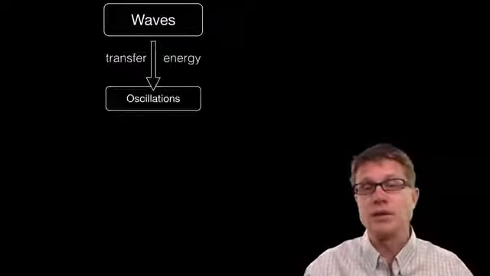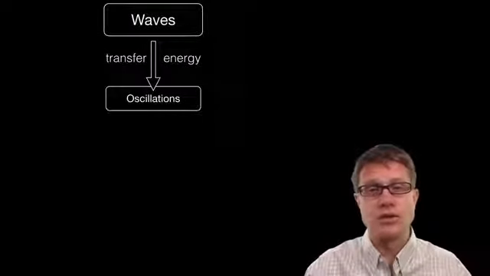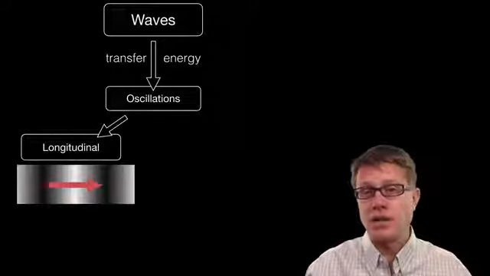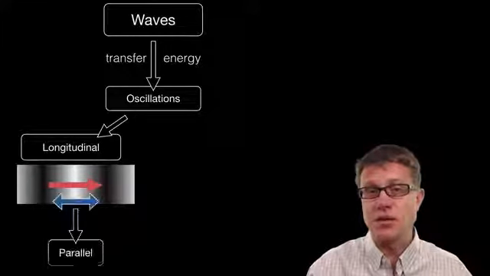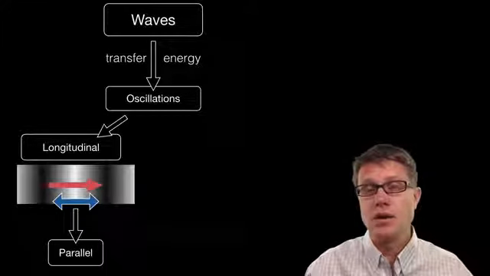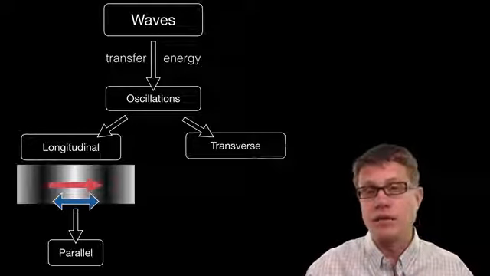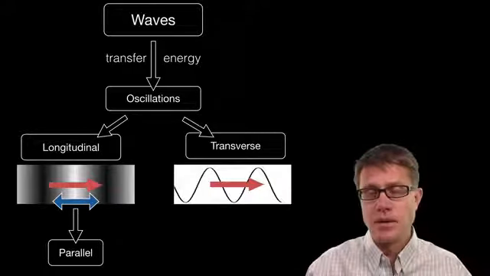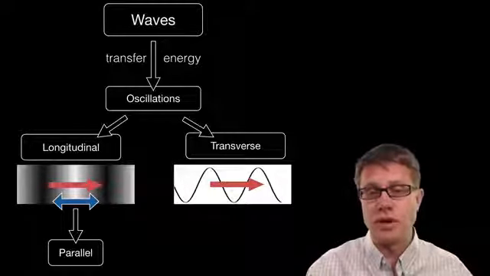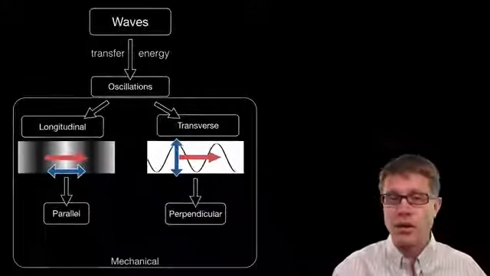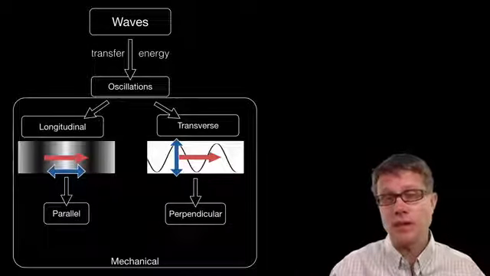And so waves are simply ways to transfer energy through disturbances or through oscillations. And they come in two forms. We have longitudinal waves. That's where the oscillation is in the same direction or parallel to the propagation or the movement of the wave itself. We also have transverse waves. In transverse waves, the motion in this case would be left to right, but the oscillation is going to be perpendicular to that. And so all of these can be mechanical waves.